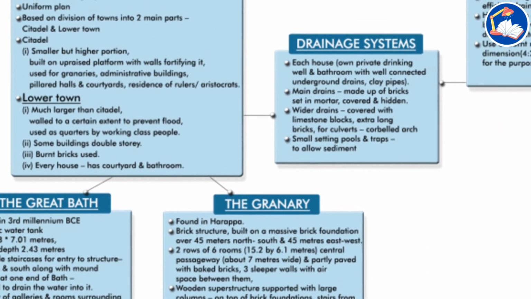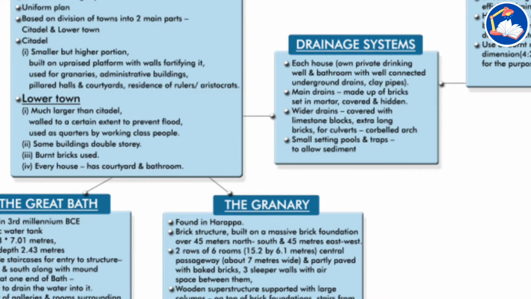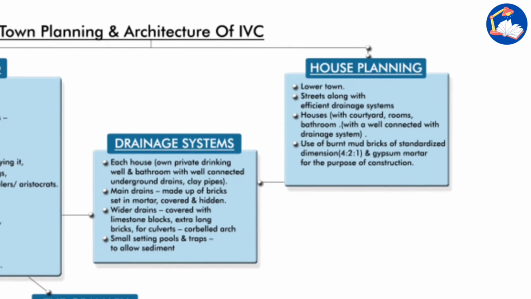Drainage system, another important aspect. Each house or private place had drainage systems. Private drinking wells and bathrooms were well connected to underground drains with clay pipes. Main drains were made of bricks set in mortar, covered and hidden. Wider drains were covered with limestone blocks and extra long bricks. There were small settling pools or traps, and manholes in the drainage system, also closed with stone coverings or bricks.